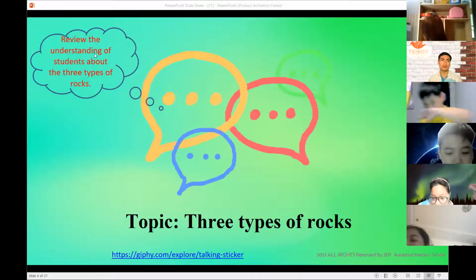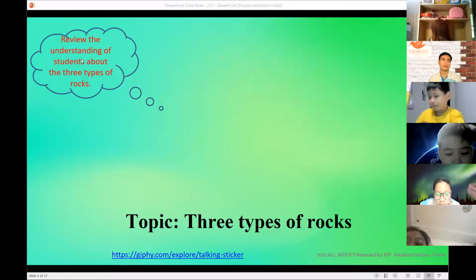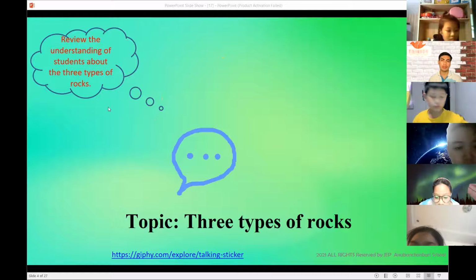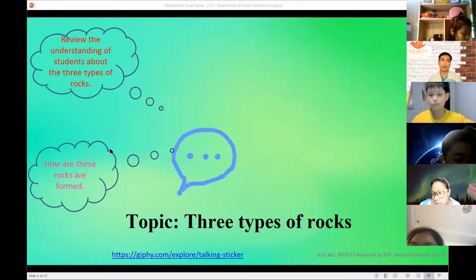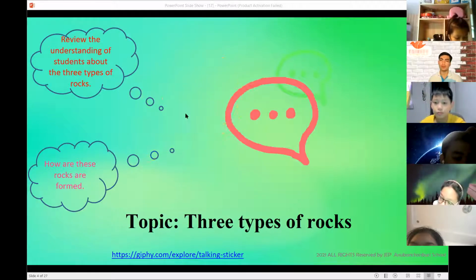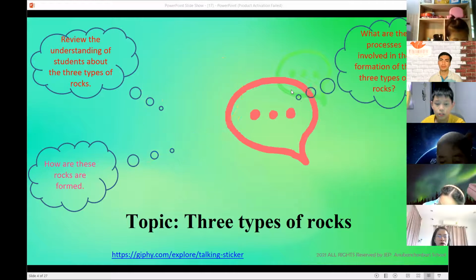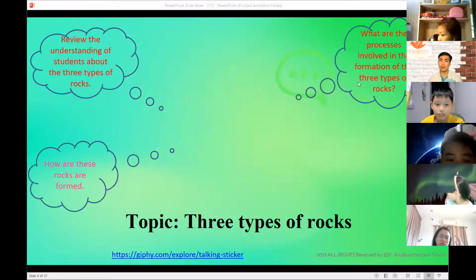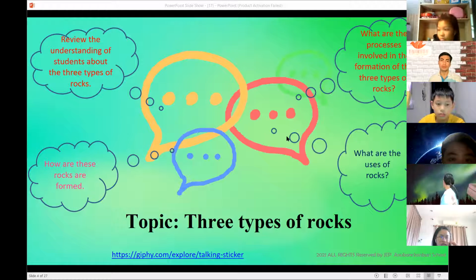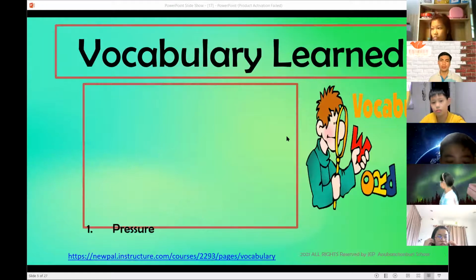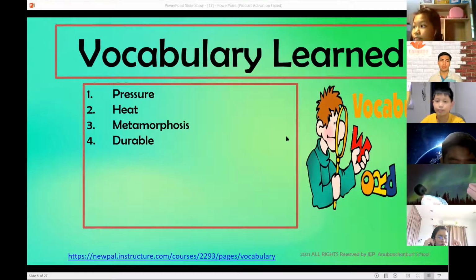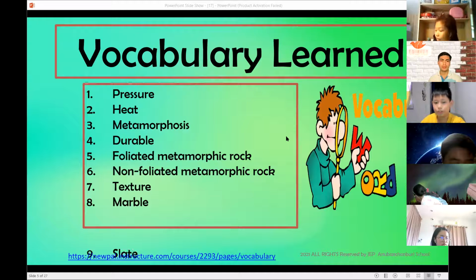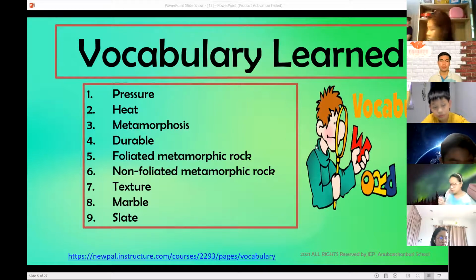We reviewed your understanding about the three types of rocks. How are these rocks formed? What are the processes involved in the formation of the three types of rocks? And what are the uses of rocks? And we also studied these words from the last time.